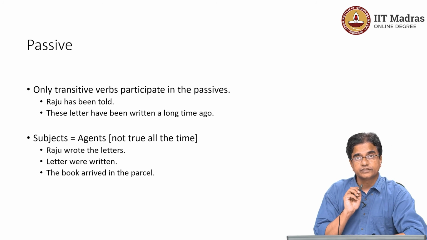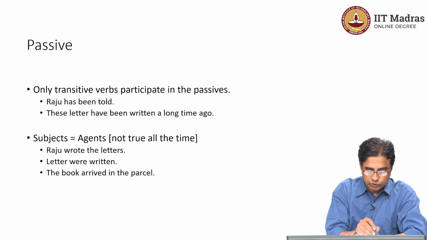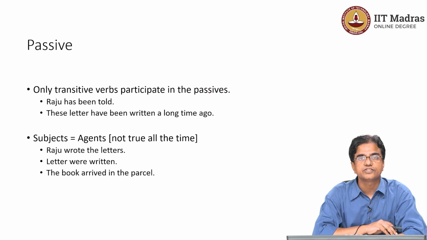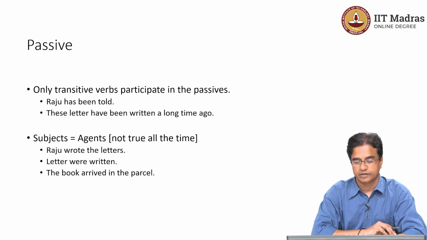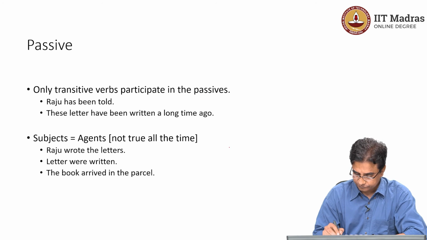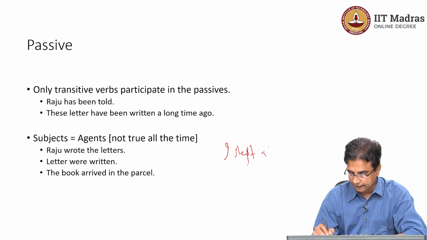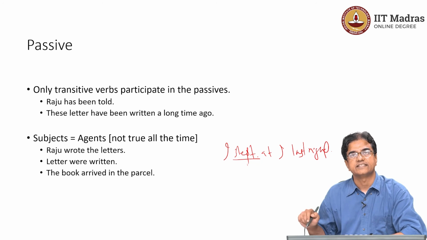But since we talked about transitivity, it is important for us to understand that only transitive verbs participate in passive construction. In English, non-transitive verbs, that is intransitive verbs, cannot have passive counterparts. So, if I say, I slept at 9 last night, this sentence with verb sleep cannot be passivized.